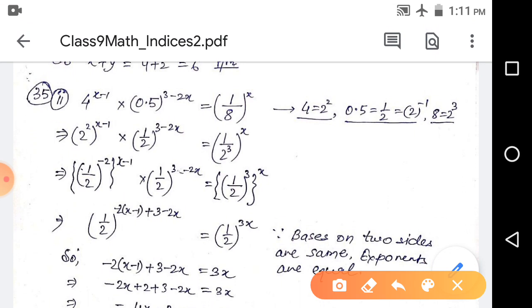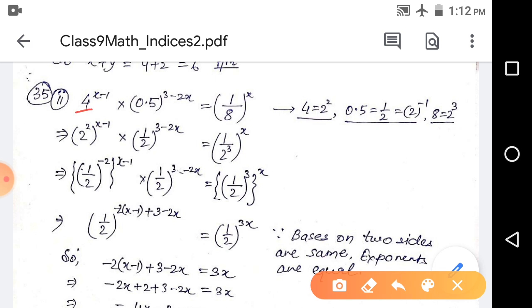We have 4 to the power x minus 1, 0.5 to the power 3 minus 2x, and it is equal to 1 by 8 whole to the power x. So for this 4 we can write 2 to the power 2. For this 0.5, you all know that 0.5 means 1 by 2. So for this 1 by 2 we can write 2 to the power minus 1, because we have taken the reciprocal. Now here we have 8, so 8 can be written as 2 to the power 3. Many times you have taken this.